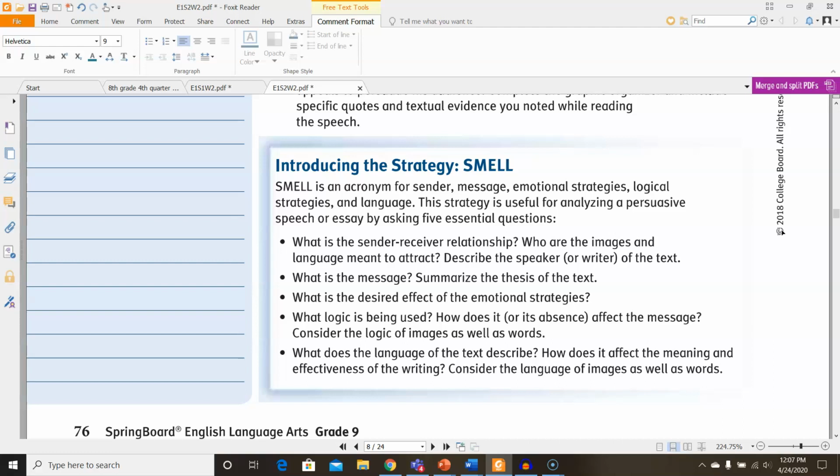3. What is the desired effect of the emotional strategies? 4. What logic is being used? How does it or its absence affect the message? Consider the logic of images as well as words. And then 5. What does the language of the text describe? How does it affect the meaning and effectiveness of the writing? Consider the language of images as well as words.